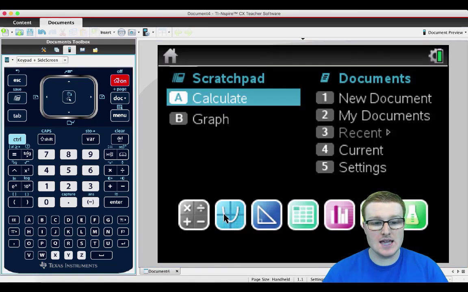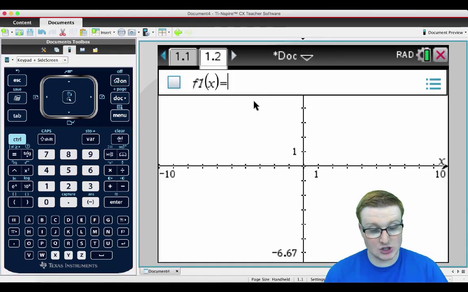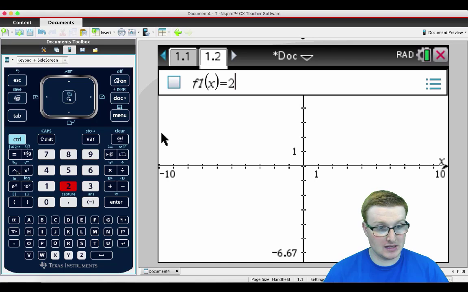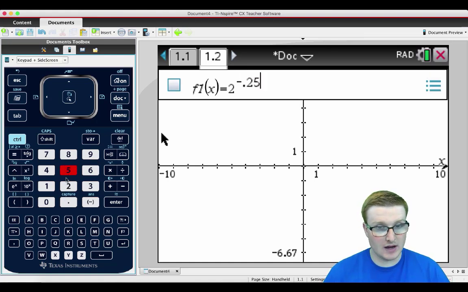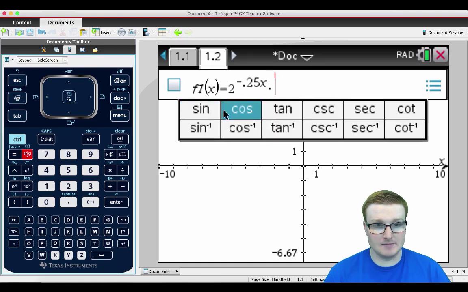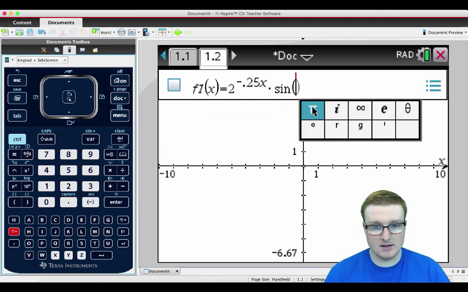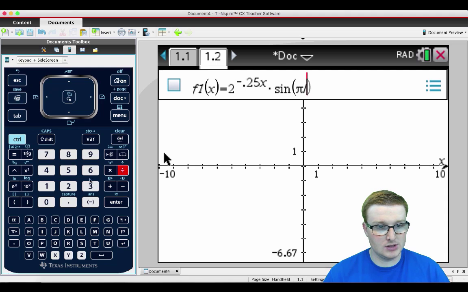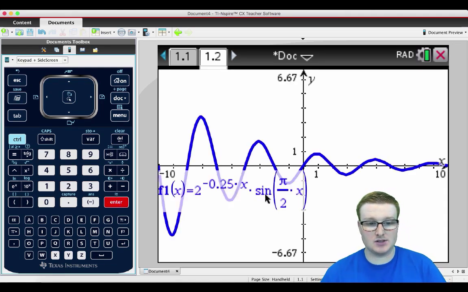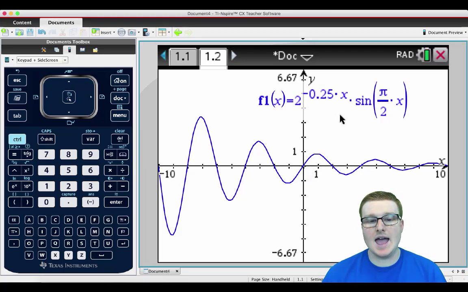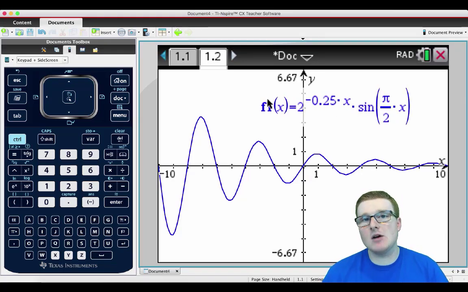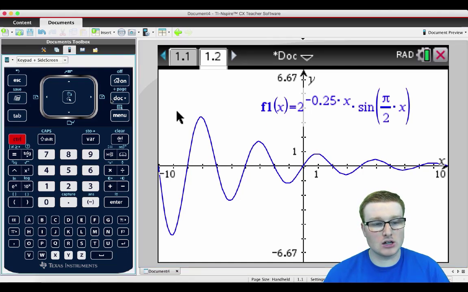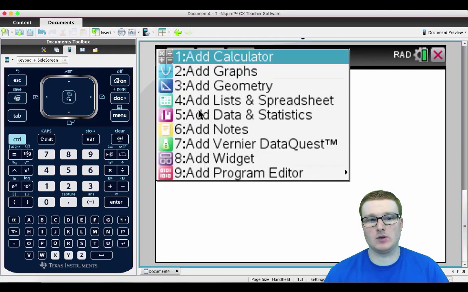I'm going to plug in this function into my graph, and you'll see why I'm doing it in a moment. F raised to the negative 0.25 x times the sine of pi over 2 x. Okay, so we get some ridiculous function. And here's what I'm going to do. You see how in your calculator it's stored in F1? If you press control doc, add a calculator, okay?